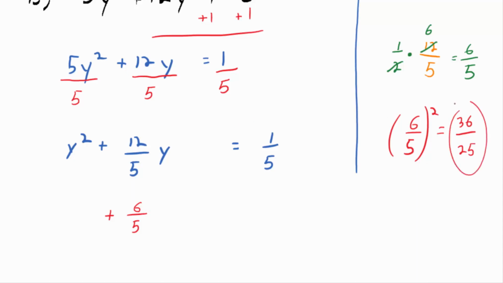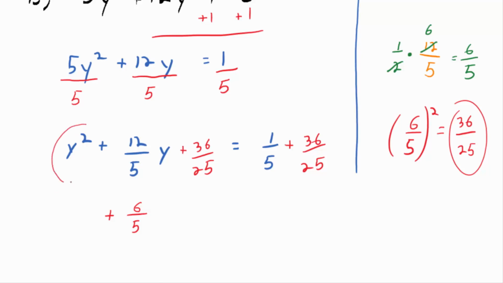And that's what you add to both sides, you guys. That's what step 3 says. So you're going to add 36/25 to both sides. Does that make sense to you? Yeah, don't let the fraction scare you. It's the same step as before.